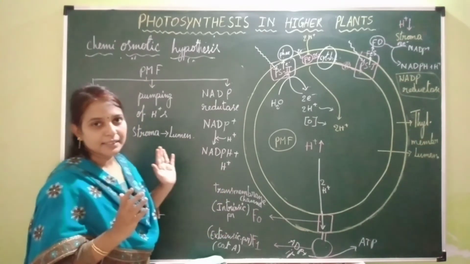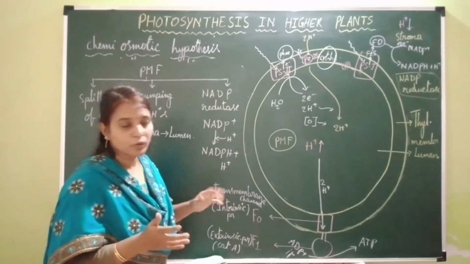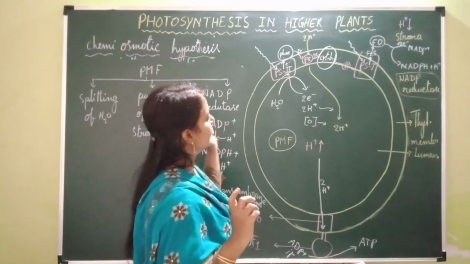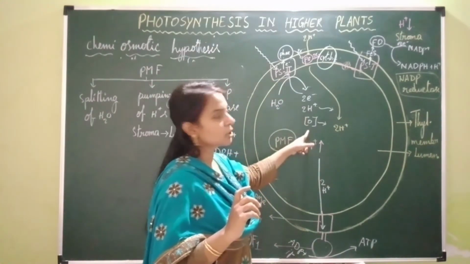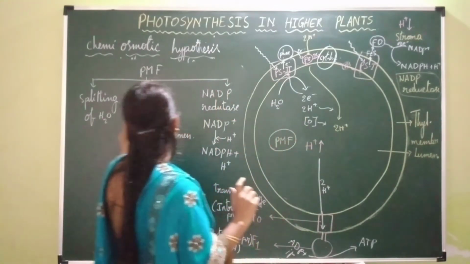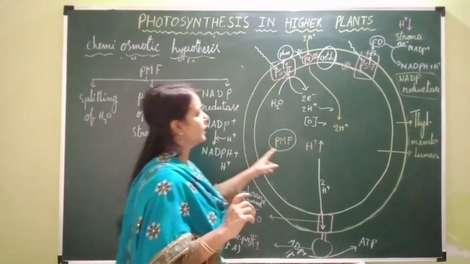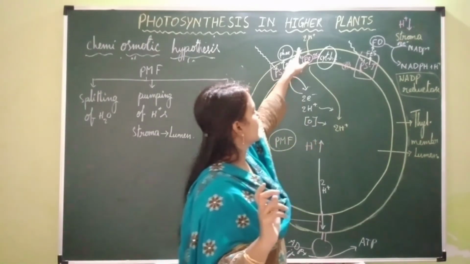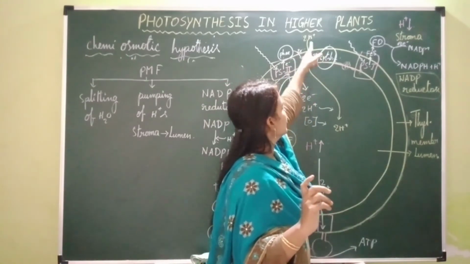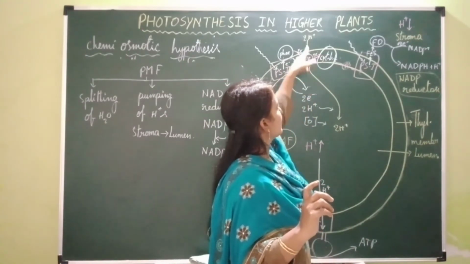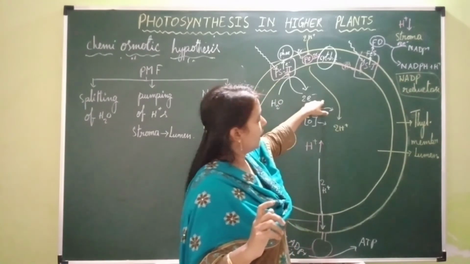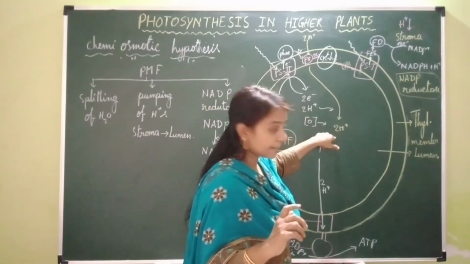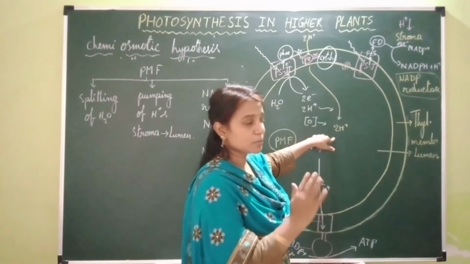So what are the three reasons for the development of this proton motive force inside the lumen of the thylakoid membrane of chloroplast? First, water splitting occurs towards the lumen, and hence protons are left in the lumen. Second, during electron transport, proton pumping occurs from stroma to lumen, and hence protons are accumulated inside the lumen.